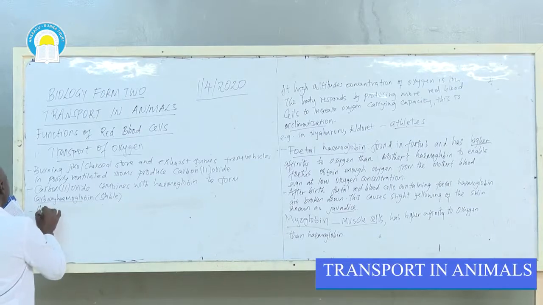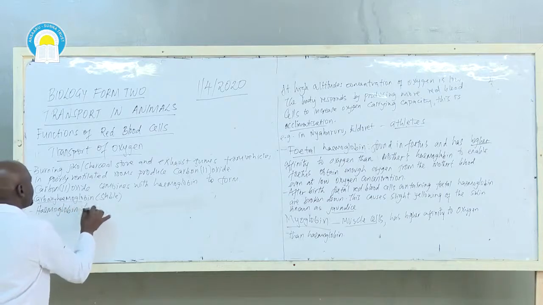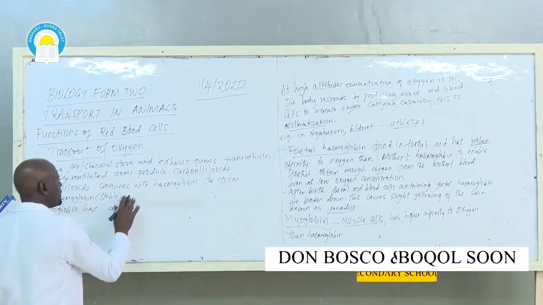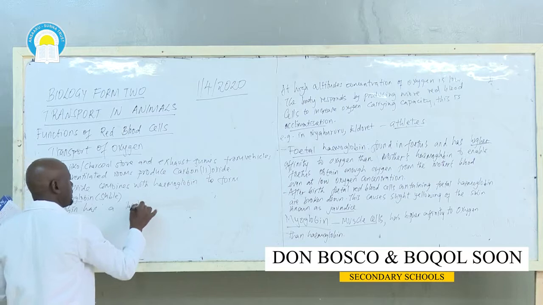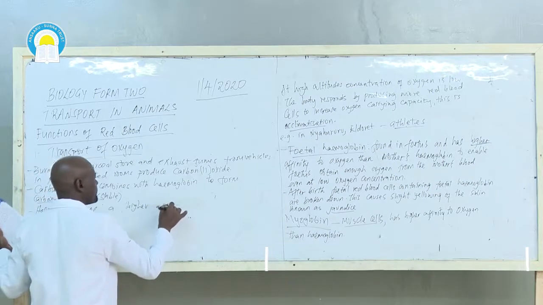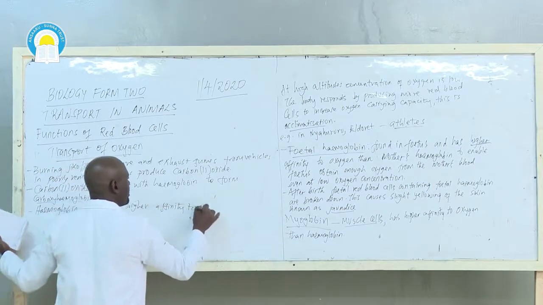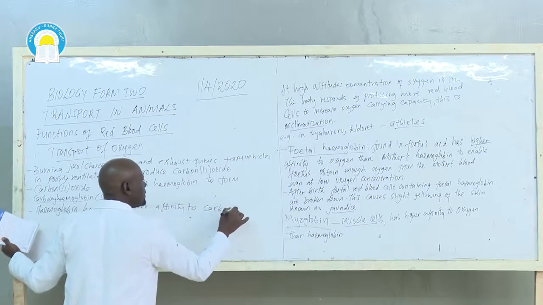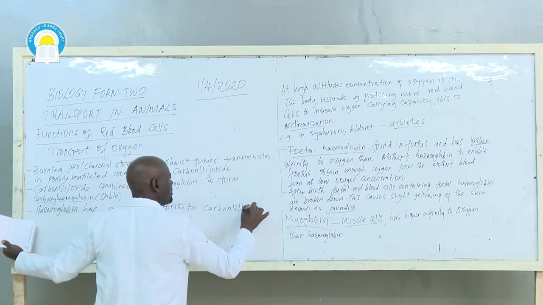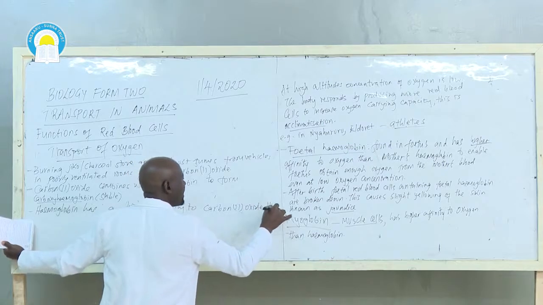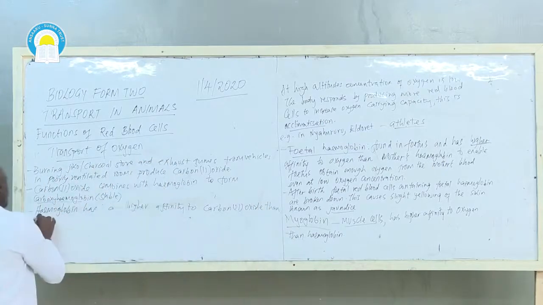Let's talk of hemoglobin. Hemoglobin has a higher affinity to carbon monoxide than oxygen, and that is what makes it dangerous.